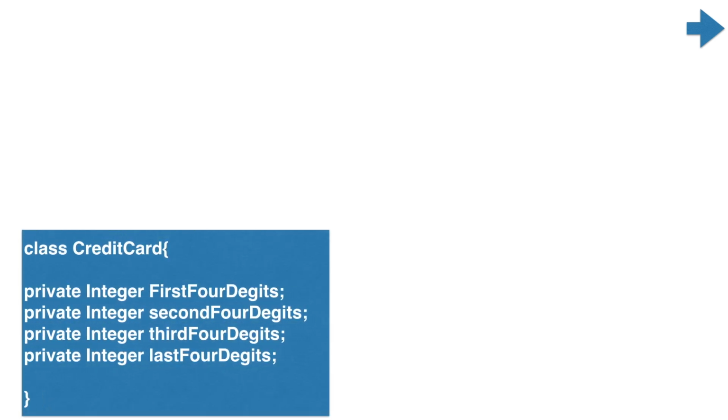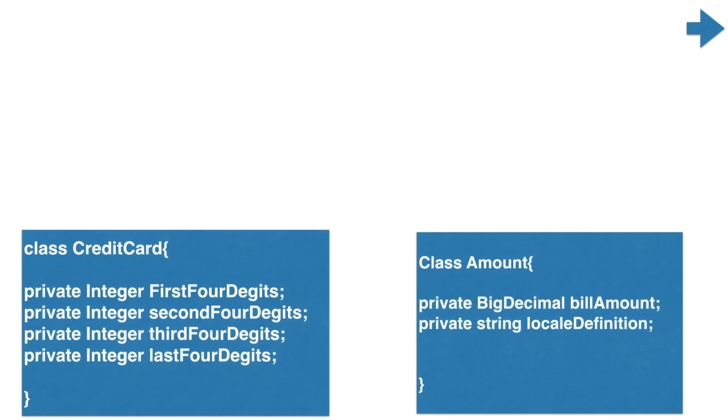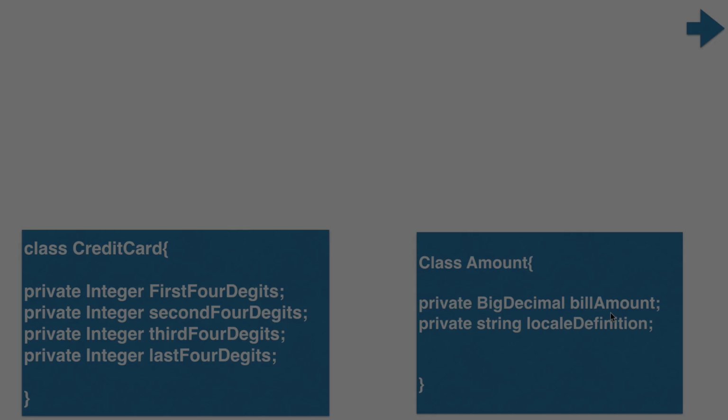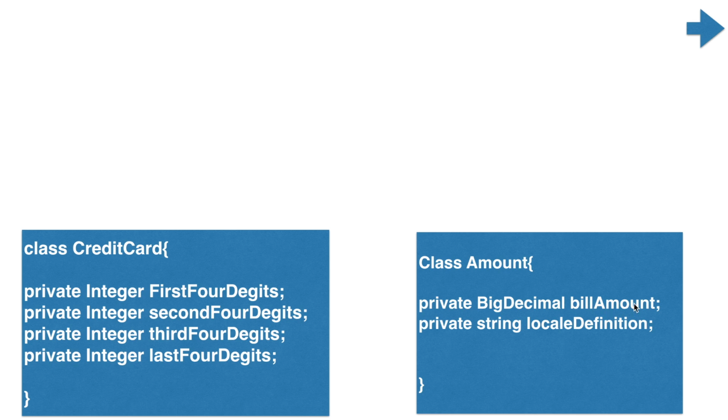We'll write a credit card class and an amount class. The credit card class has the first 4 digits, second 4 digits, third 4 digits, and the last 4 digits. This is how my data is going to be bound. For the amount, we'll have the bill amount, whatever amount the user enters, and the next one will be the locale definition. If he is entering USD, we need to bind the USD with this locale definition. Or if he is entering pound, then we need to bind the pound in string format with this field.